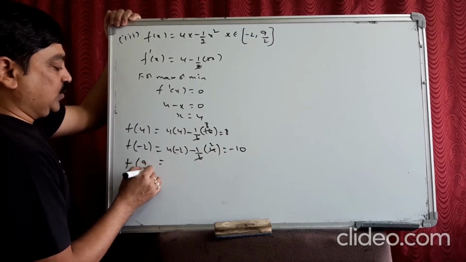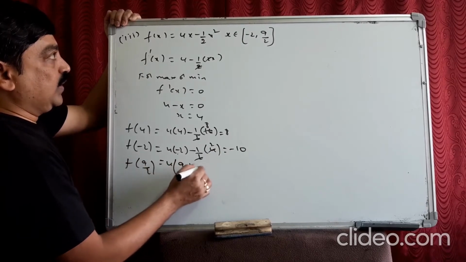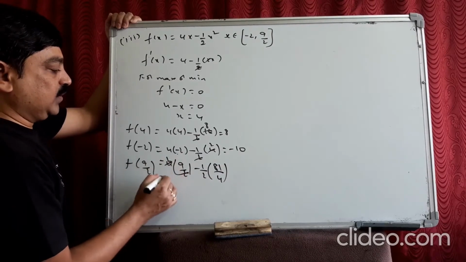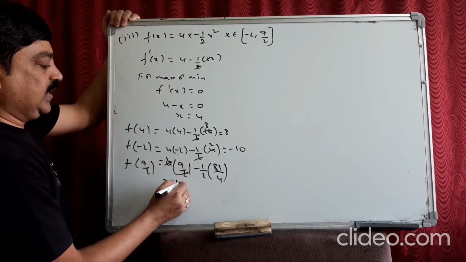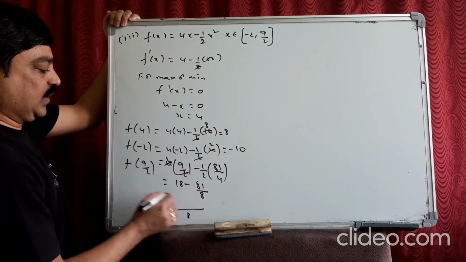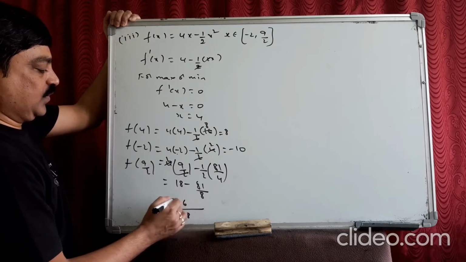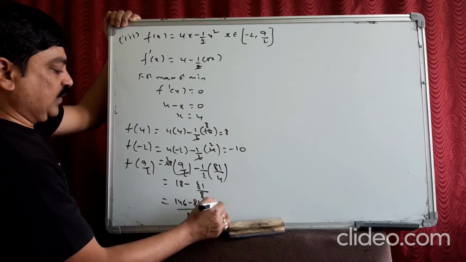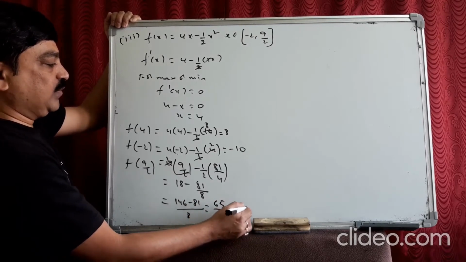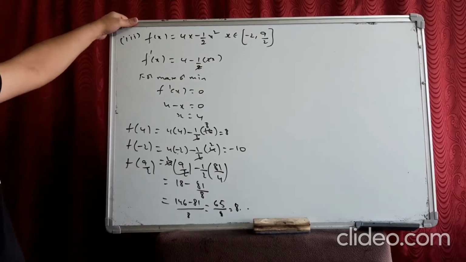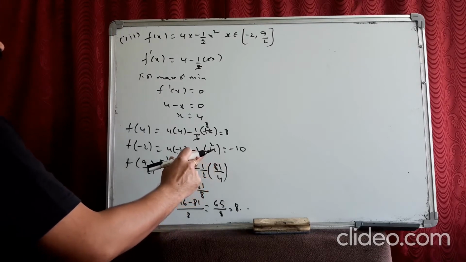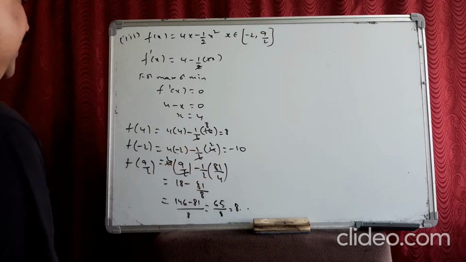Next f of 9 by 2. 4 into 9 by 2 minus 1 by 2 of 81 by 4. So it becomes 18 minus 81 by 8. LCM is 8. 146 minus 81, 65 by 8. Approximately this value will be 8 point something. So minimum value will be minus 10, absolute minimum, and absolute maximum will be 65 by 8.